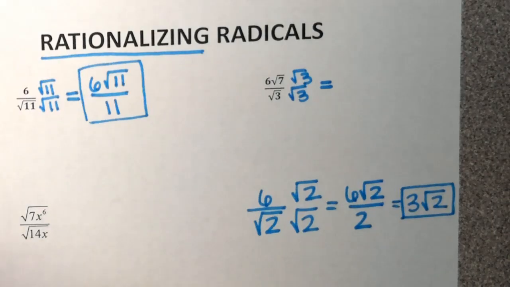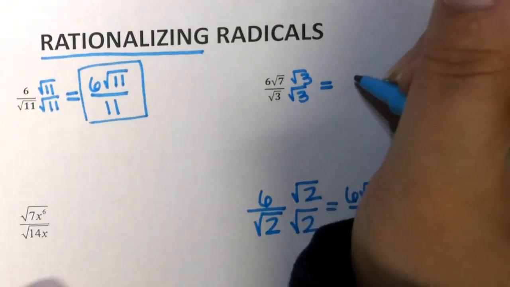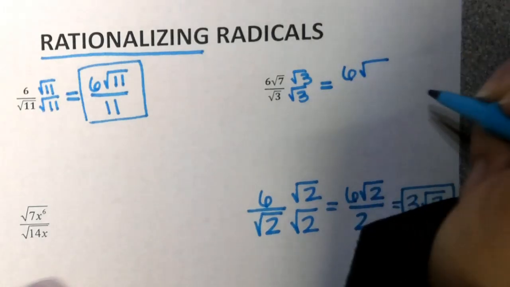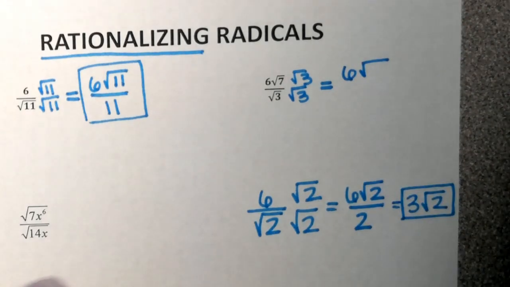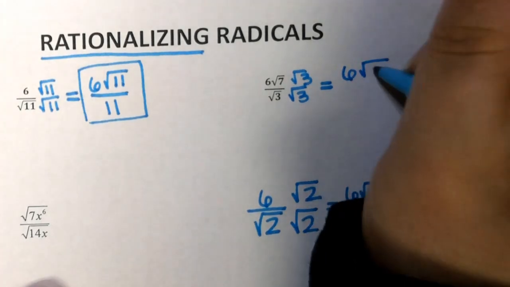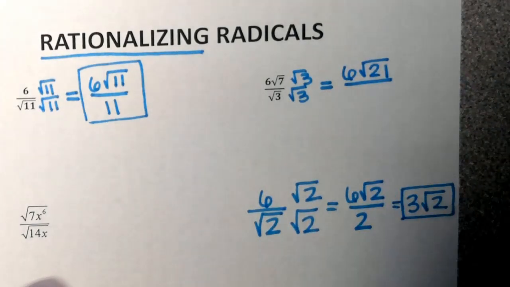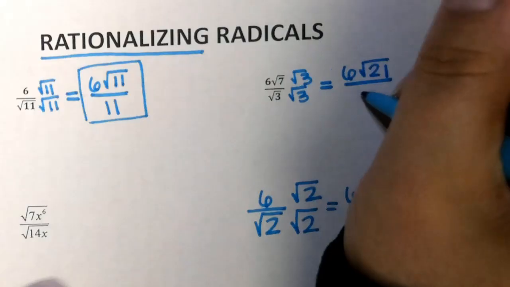What do you think is going to be up top? Jason? Yeah. And you can just tell me, what is 7 times 3? 21, yeah. No root. Just 3. Perfect.